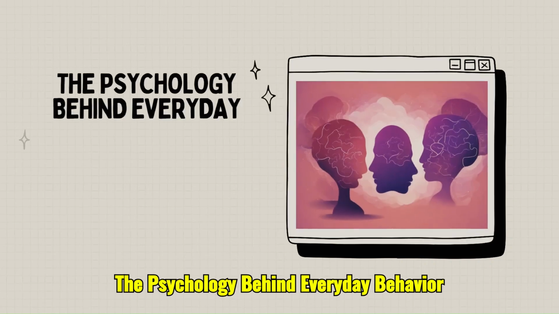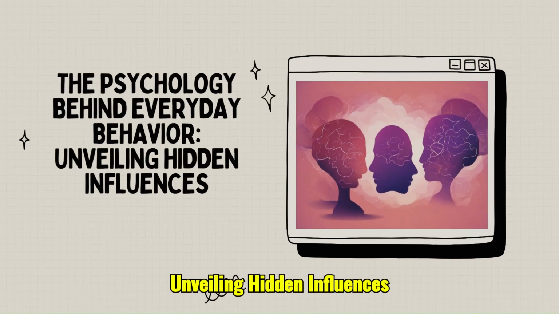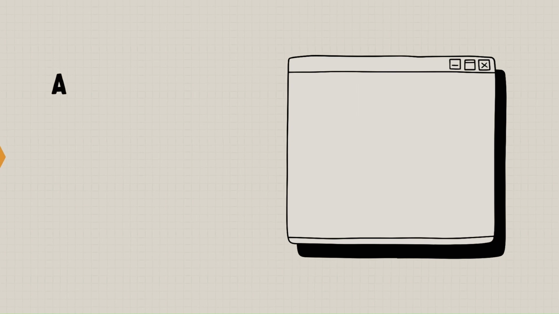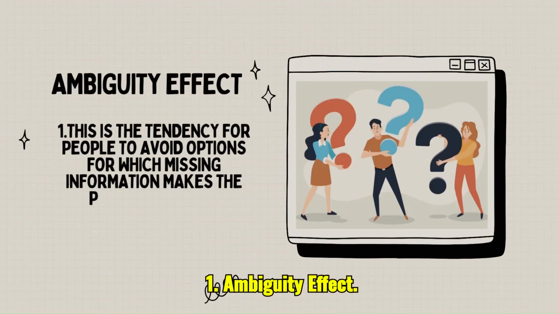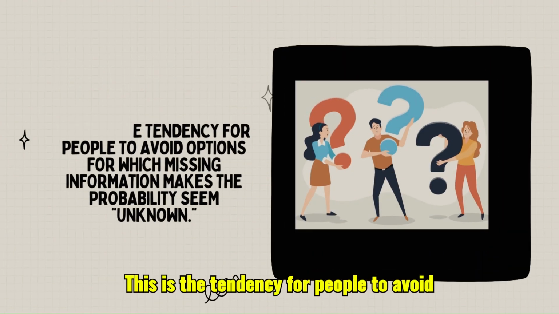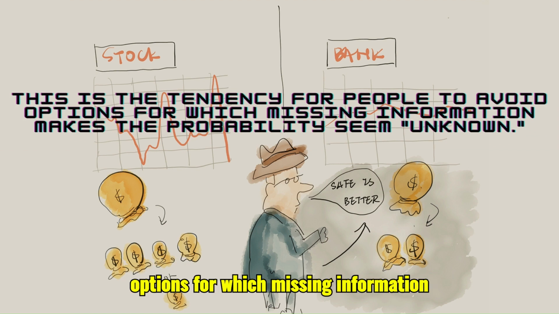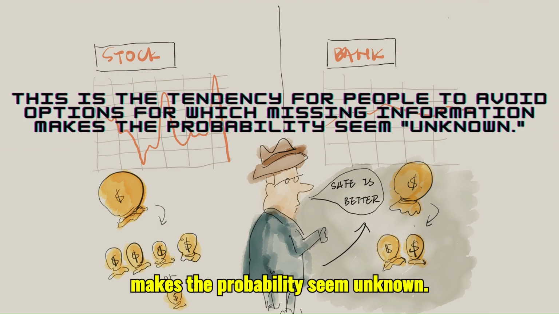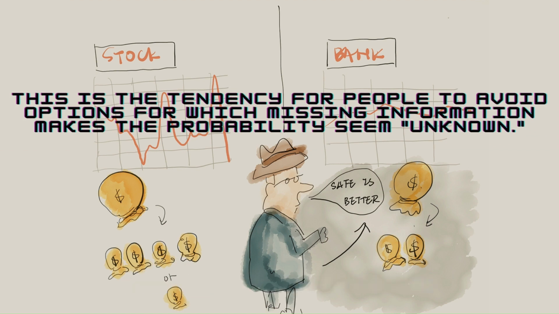The psychology behind everyday behavior. Unveiling hidden influences. 1. Ambiguity effect. This is the tendency for people to avoid options for which missing information makes the probability seem unknown.